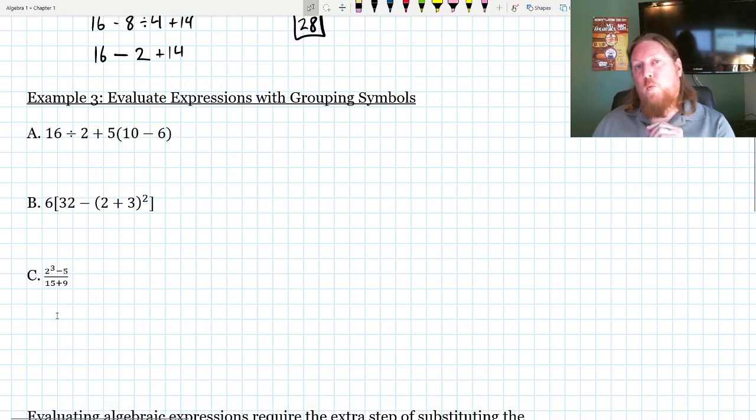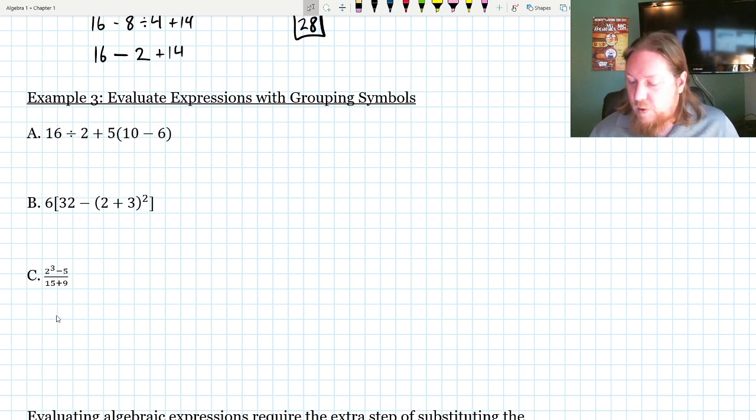Okay, with the order of operations, the first thing that you look for is the grouping symbols. And here we're starting to have some expressions with grouping symbols. In example 3a here, you notice you have a 10 minus 6 inside of parentheses. That is the first part I'm going to do. So 10 minus 6 is 4.